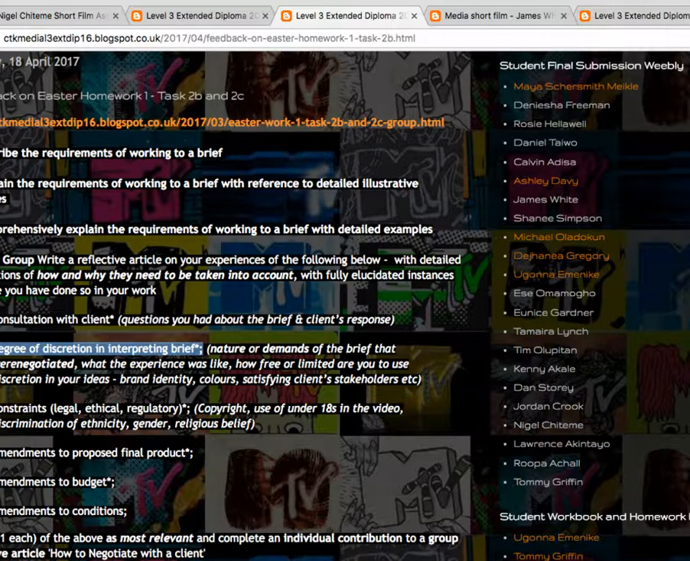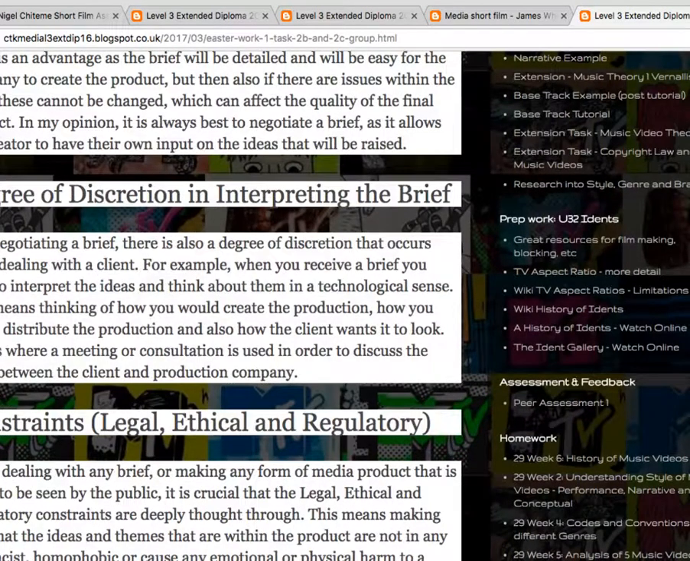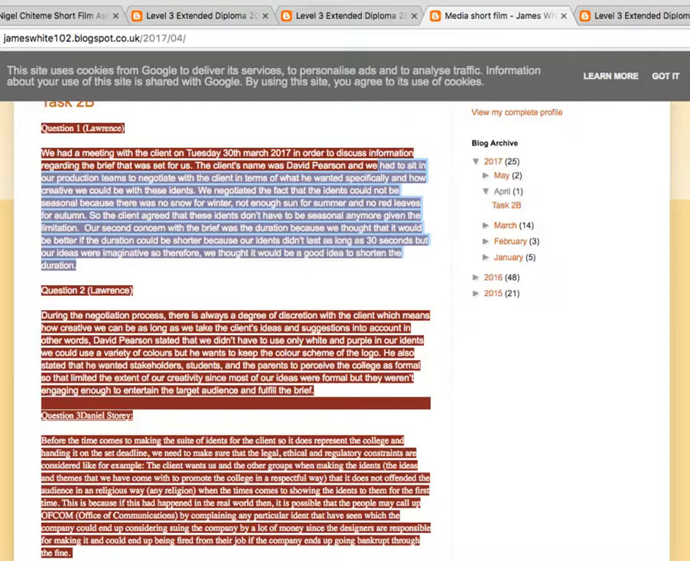So the second one is about the degree of discretion in interpreting the brief, so the nature and demands, using that language. Talking about what discretion is, why it's good to have some discretion, and why it's also bad to have unlimited discretion, using the resources you've been given here about the degree of discretion. So on this one, this is good, you're talking now in a different style. You're talking a bit more instructionally, you're talking about what discretion is.